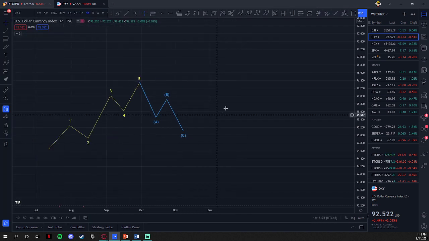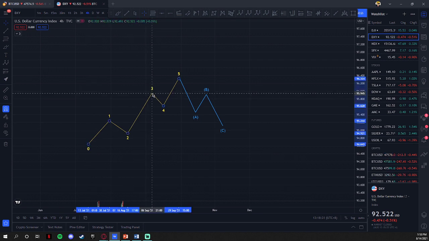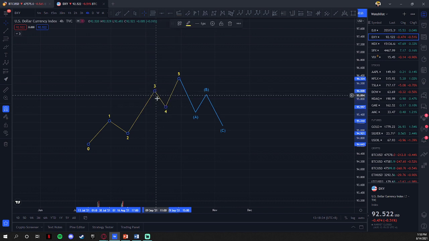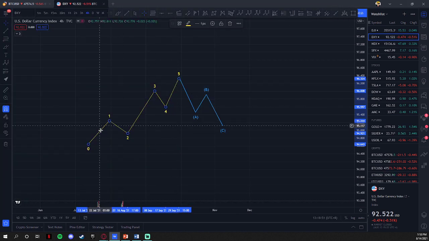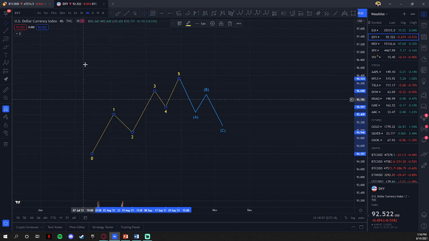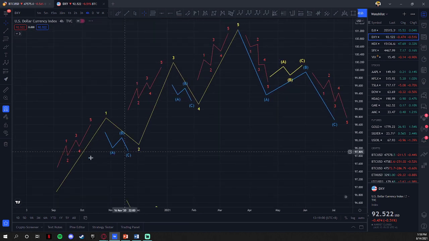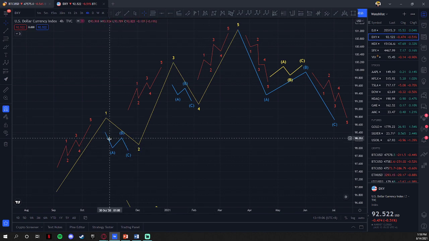You can see here we have the first impulse wave, the second wave, the third wave. This third wave is very sharp. The fourth wave is a corrective wave, and the final wave is wave 5, and then we head into correction. Waves 3 and 5 are made up of smaller 5-wave impulse patterns. Waves 2 and 4 are made up of smaller 3-wave corrective patterns. So you can see here these waves are made up of smaller patterns. We have wave 1, which has another 5-wave impulse, and then a corrective wave making wave 2, and so on and so forth.